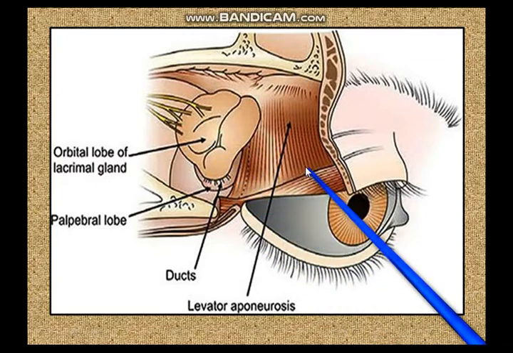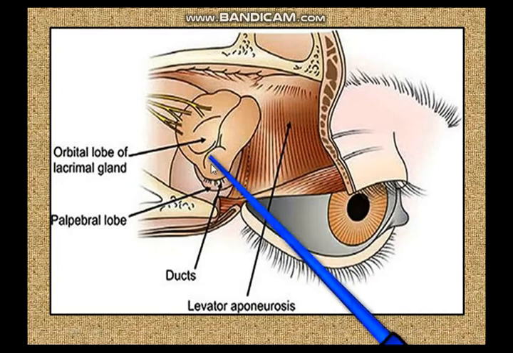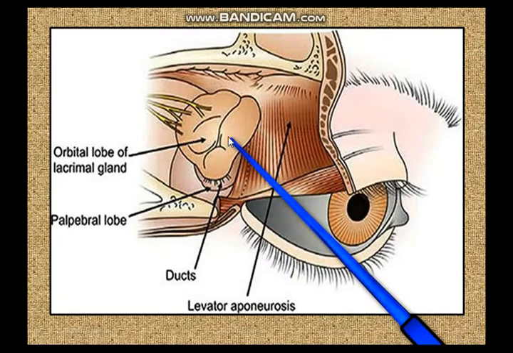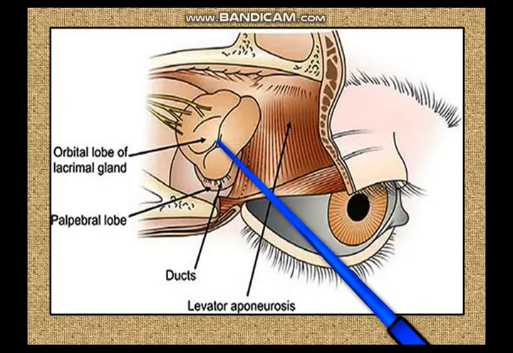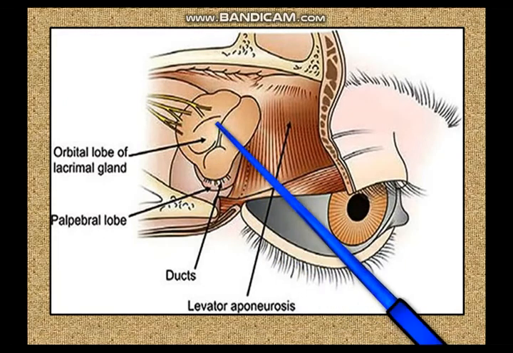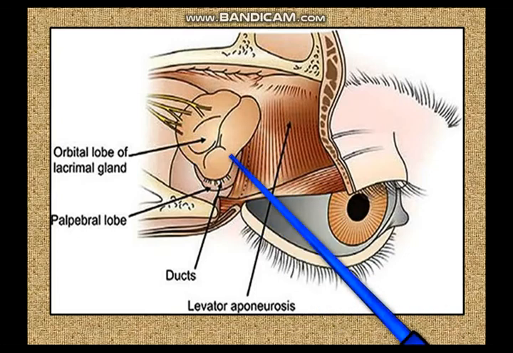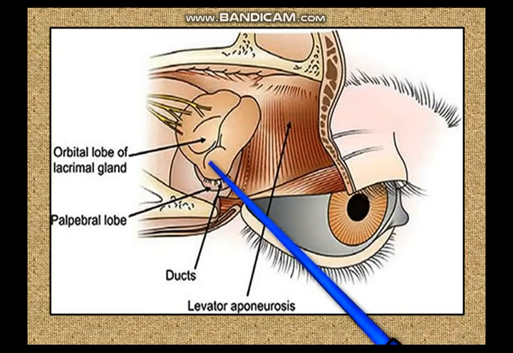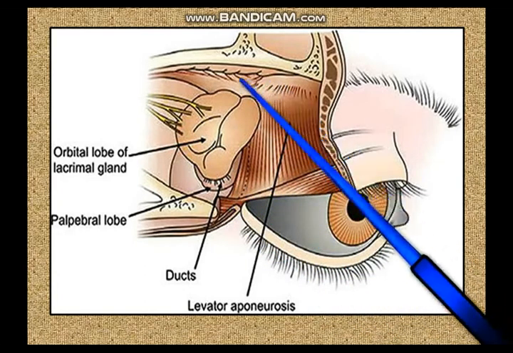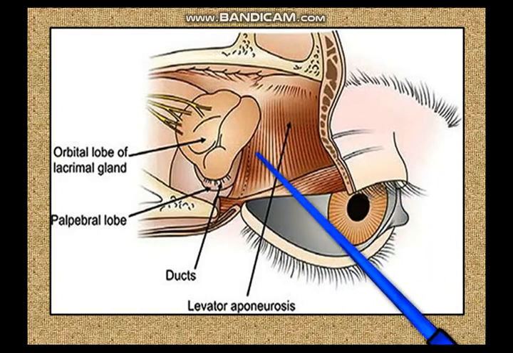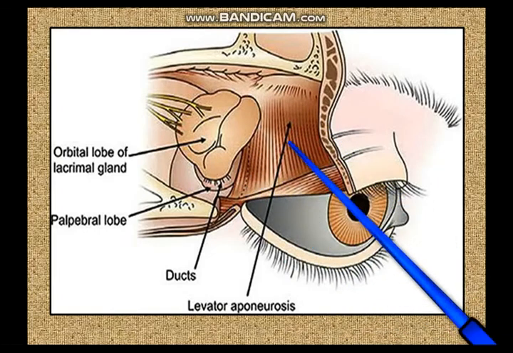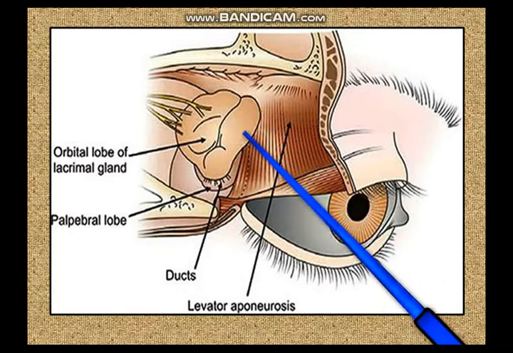So in the upper outer corner of the orbit you have the lacrimal fossa, and this lacrimal fossa is in a depression underneath the orbital plate of the frontal bone and just inside the zygomatic process of the frontal bone. There deep within the frontal bone you have the lacrimal fossa, and there you have the lacrimal gland. Now you can see the extent of the levator palpebrae superioris, the muscular part and the fibrous aponeurotic part, going into the upper eyelid.